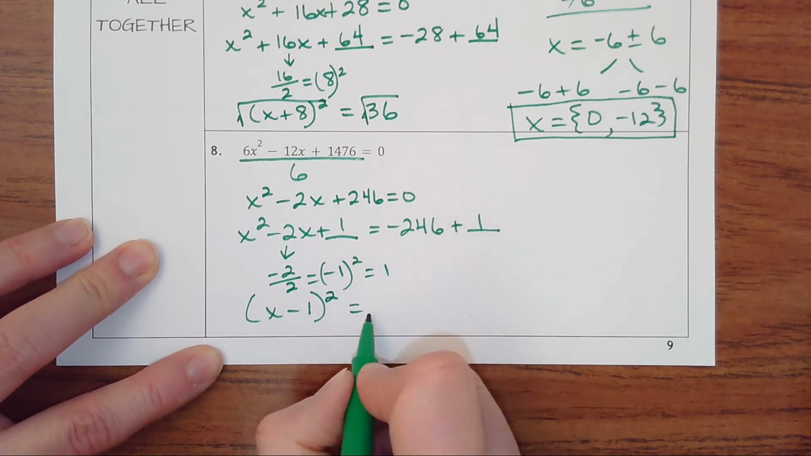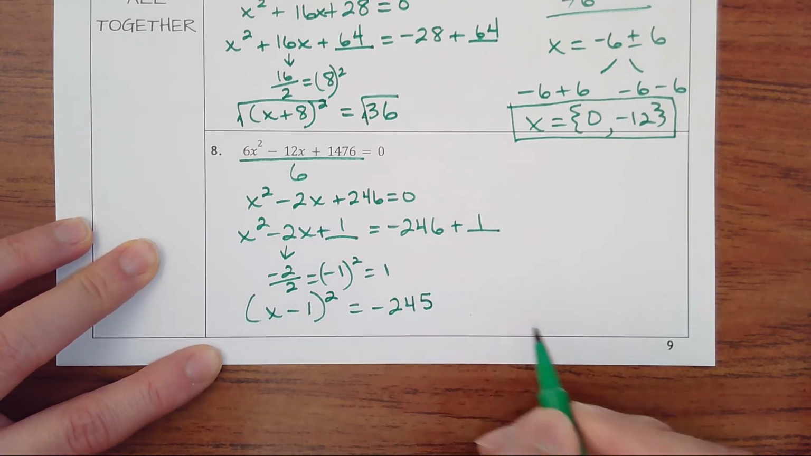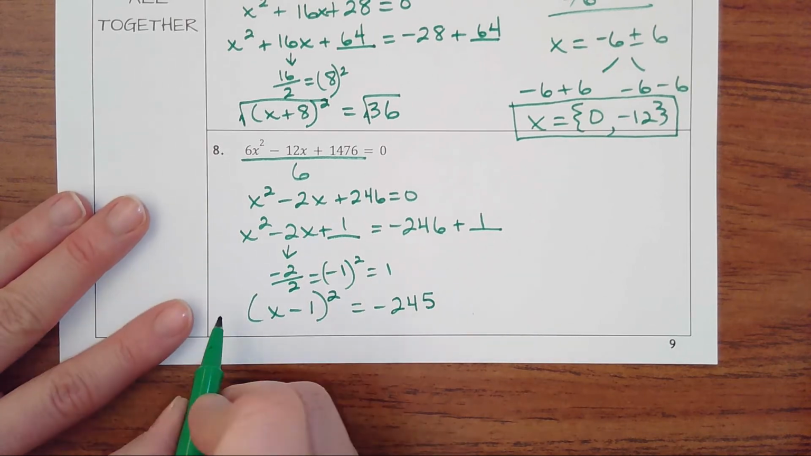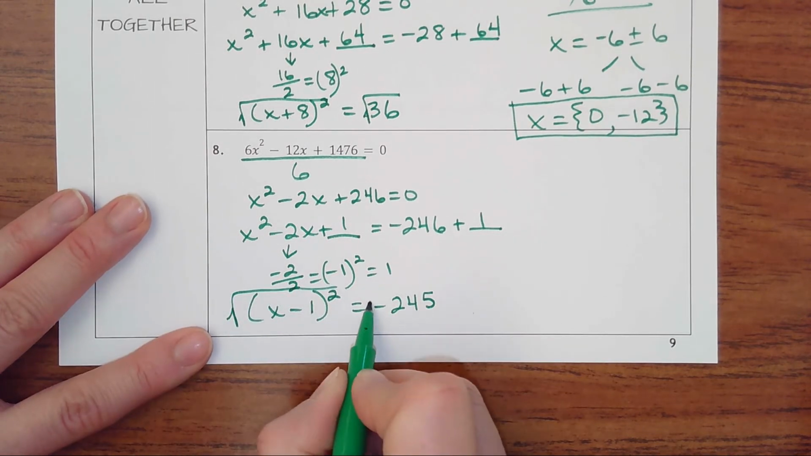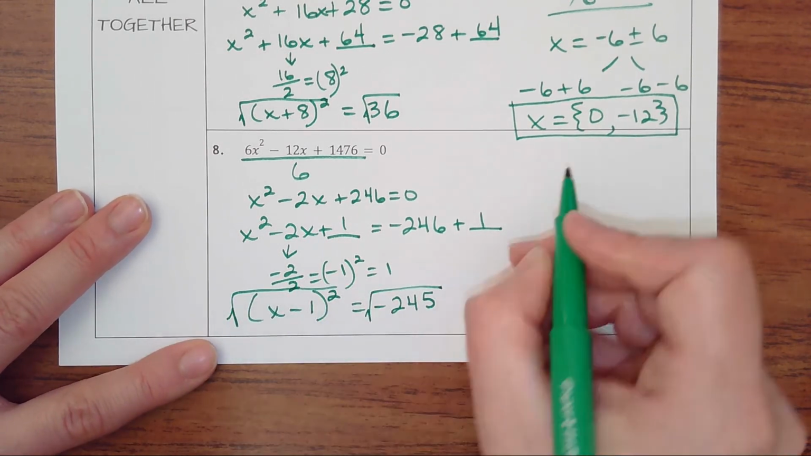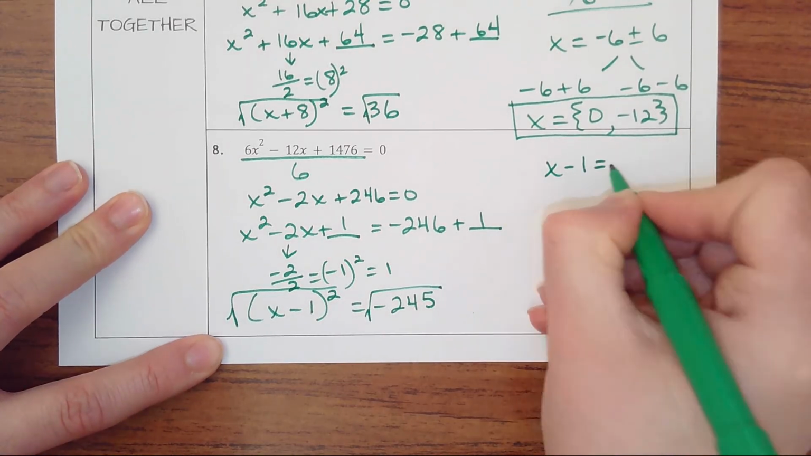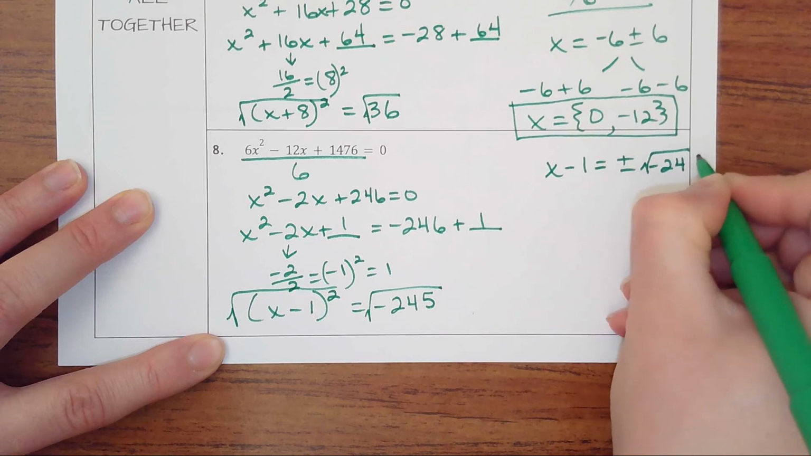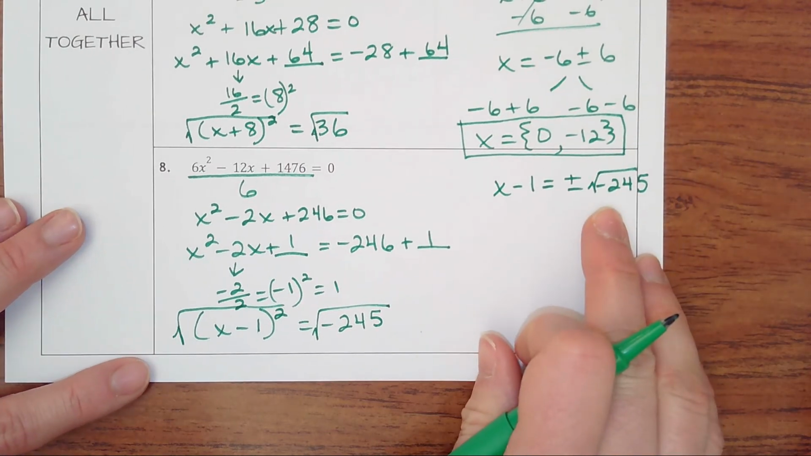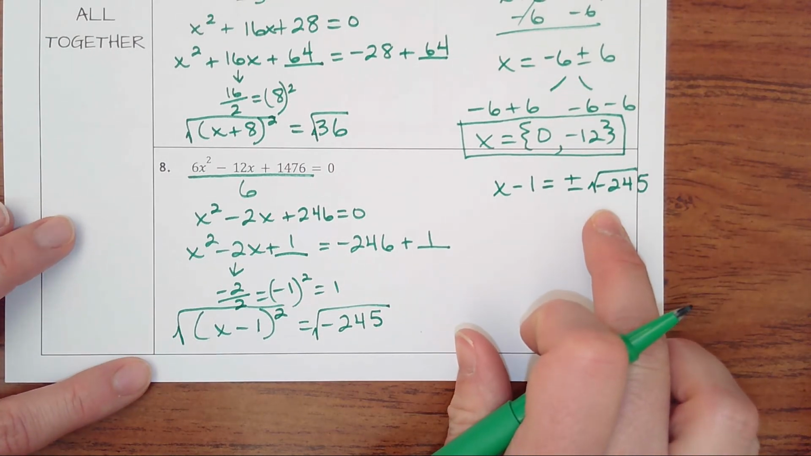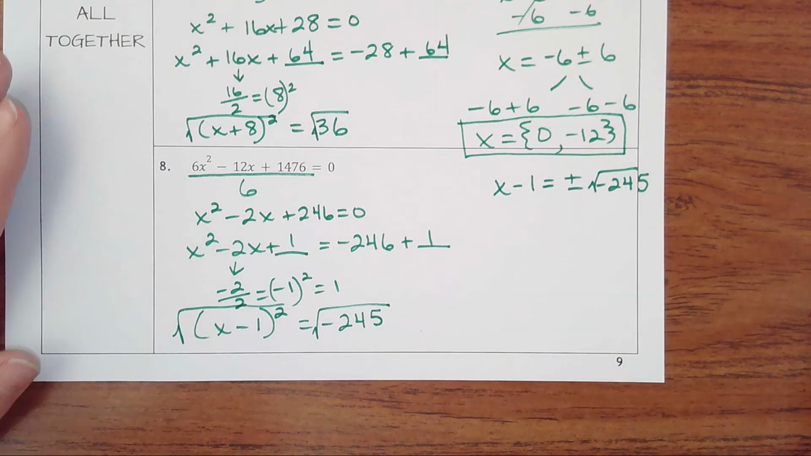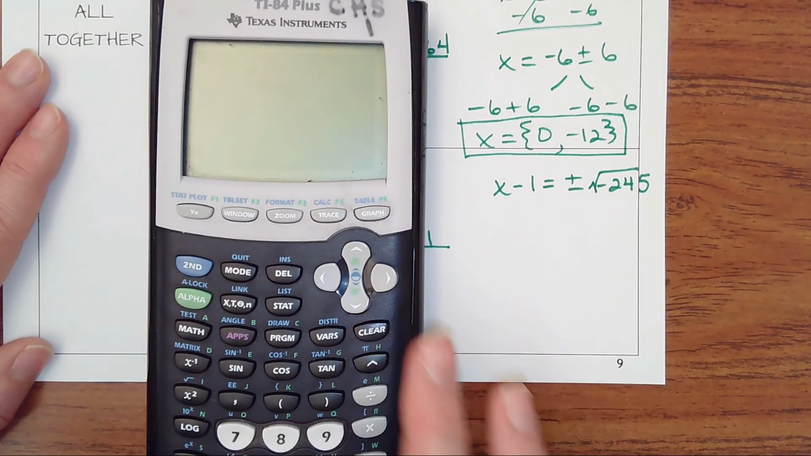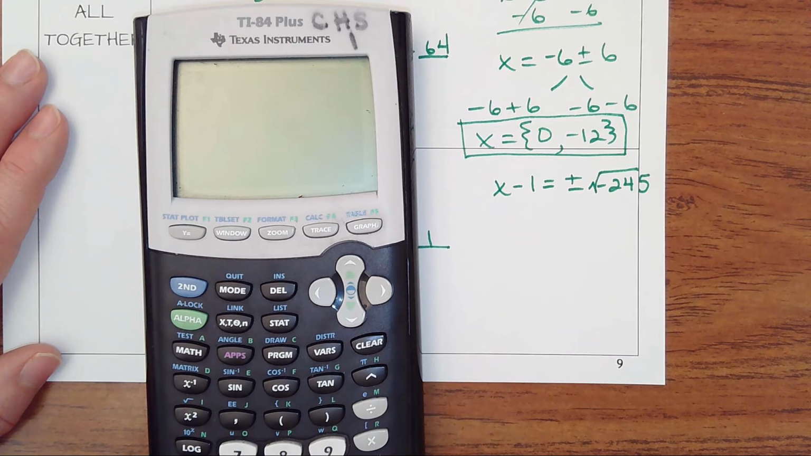This would be negative 245. Now I'm ready to start solving. Square root, those cancel. I have x minus 1 equals plus or minus the square root of negative 245. You have to simplify this. For 1, I know an i is going to come out because I'm squaring a negative. Let's also see what perfect squares are in 245.